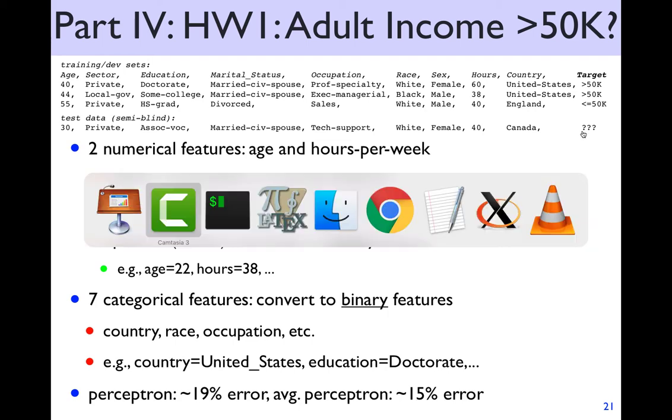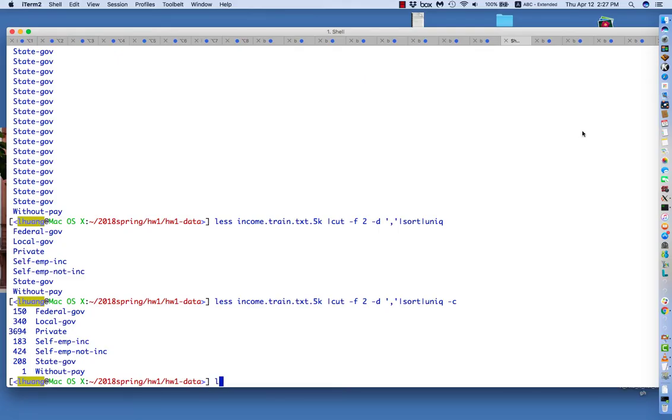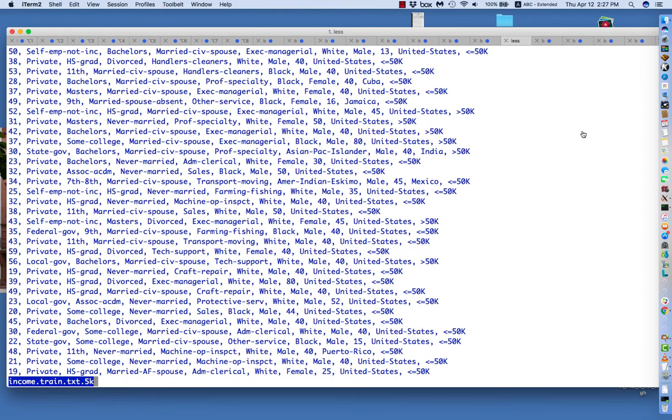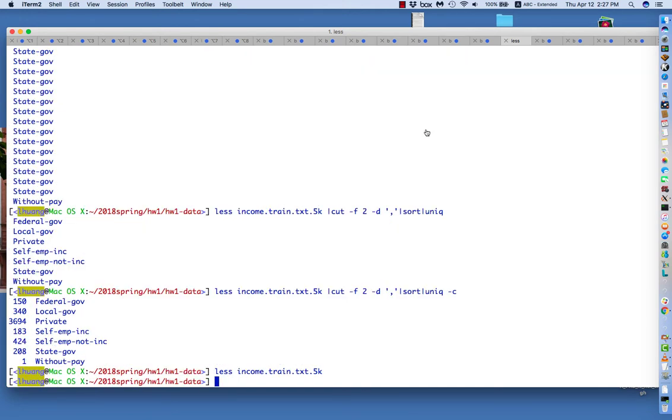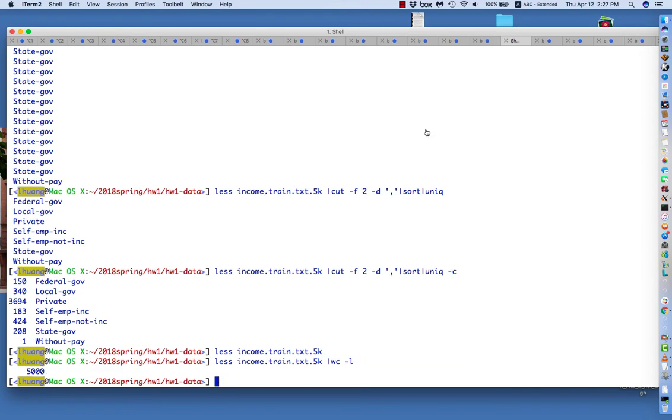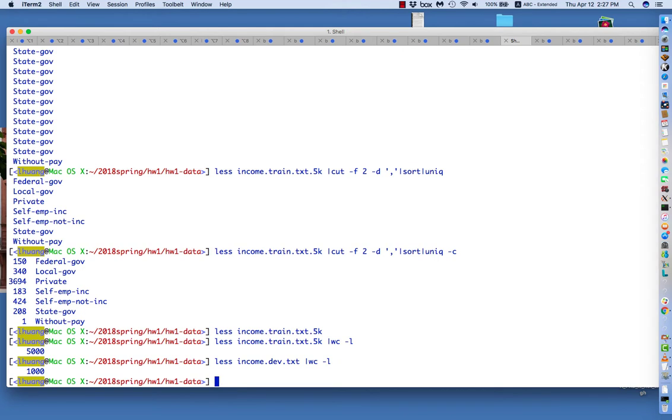So let's take a look at these files. This is the training data. It looks like this. A lot of people, and some people are earning less than 50K, some are earning more than 50K. The total number of this set is 5,000 training examples, and then there's also a dev set or held-out set, which can prevent your training algorithm from overfitting. This is 1,000 examples.